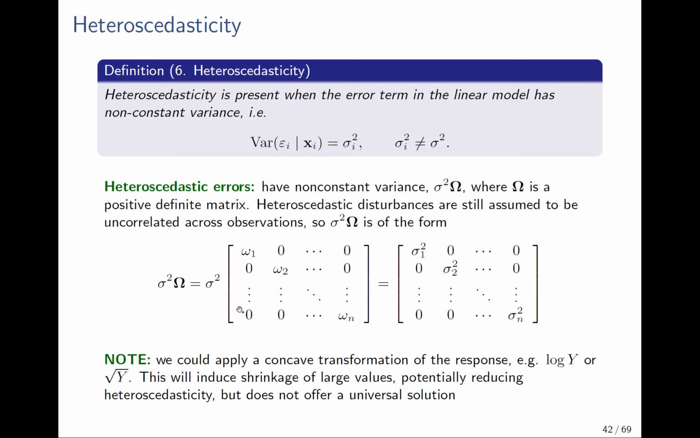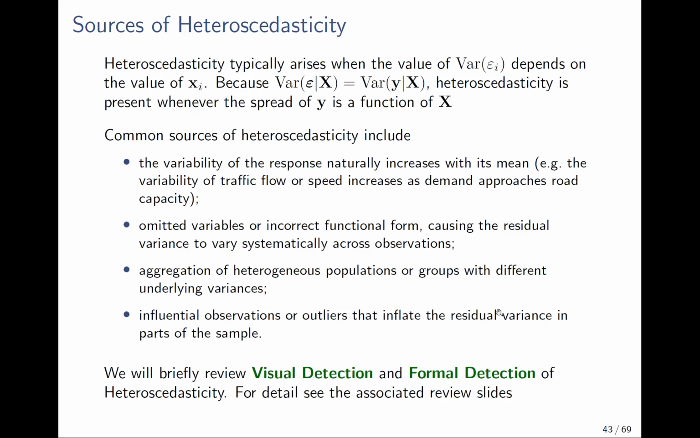Now, one thing that's important here is we looked at transformations earlier in this lecture, and we could apply some concave transformation to the response, so we could take the log or the square root, and this will induce shrinkage of large values, potentially reducing heteroscedasticity, but it doesn't provide a universal solution. We can look at that a little bit further in the tutorial. But the key point is that with heteroscedasticity, the variance of the error terms is no longer constant.